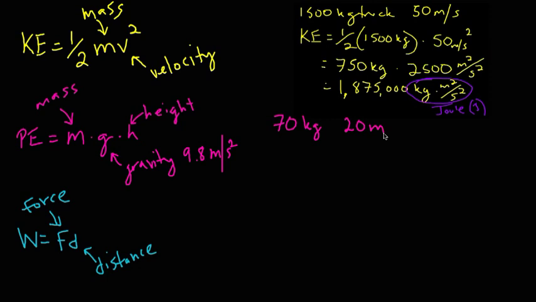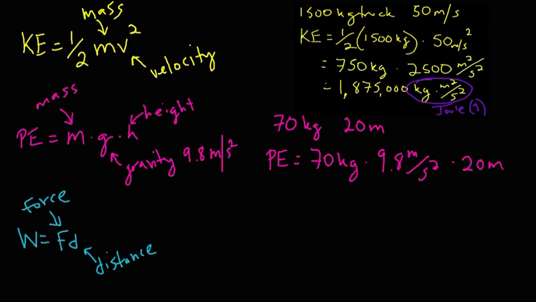And we know gravity because it's a constant. And so we have all that we need. We have three variables here to then calculate our potential energy. So PE equals the mass times gravity times height. So mass, 70 kilograms, times gravity, 9.8 meters per second squared, okay, times height, which is 20 meters.